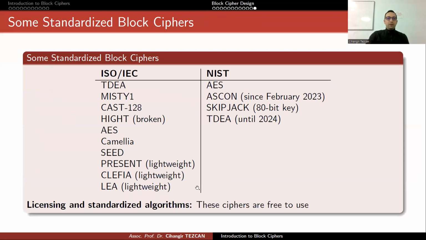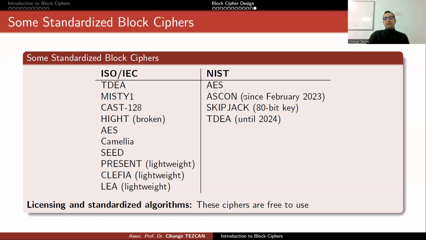So let me finish with this picture. There are many ISO standards. These ciphers are standards and they are not patented, so you can go and implement them as you like. Triple DES, MISTY1, CAST-128, HIGHT, AES, CamelliA, SEED are the ISO standards for block ciphers. These three are lightweight ISO standards. LEA was added, I think, in 2019. So these were there years ago, but LEA was added. This is addition, rotation, XOR. PRESENT is SPN. This is Feistel. And this is addition, rotation, XOR.